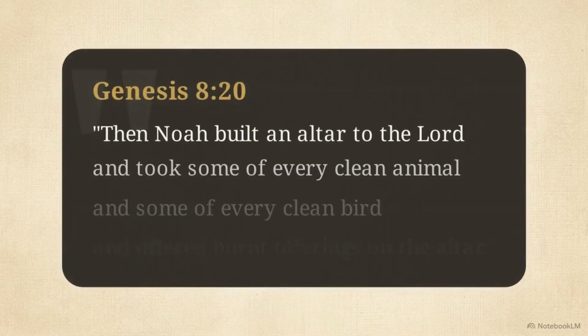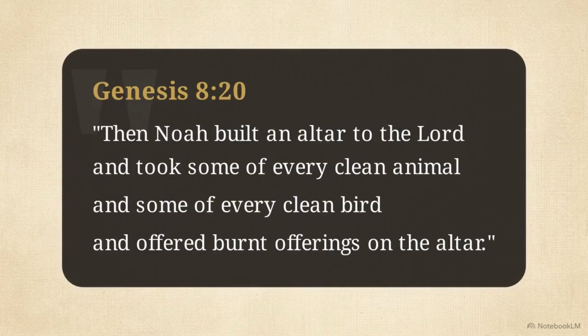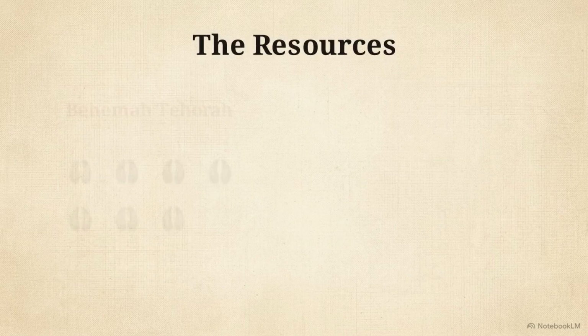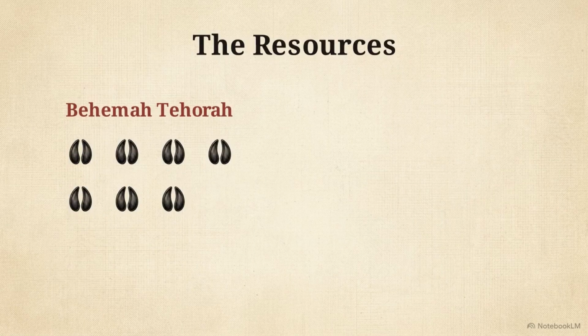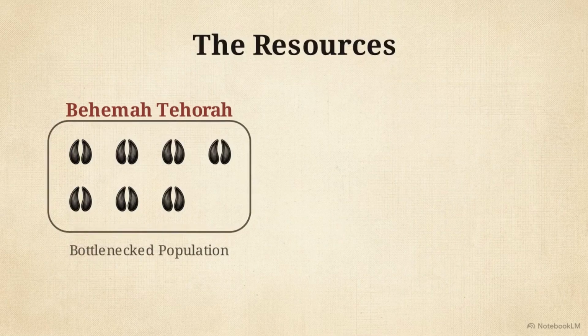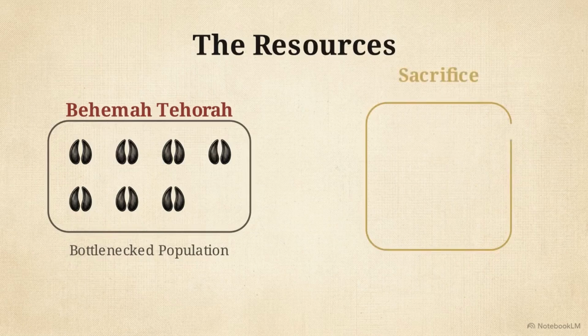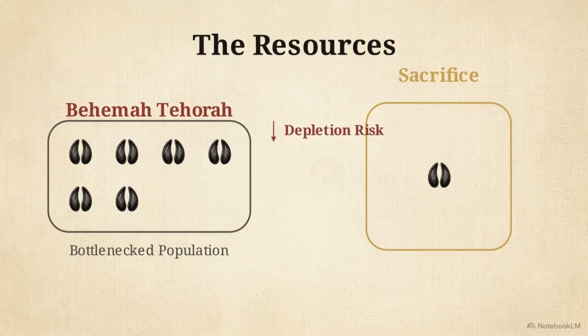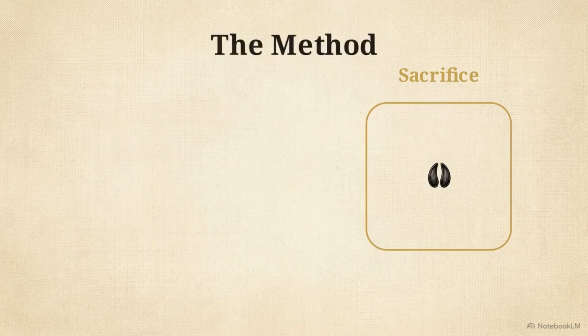Genesis 8:20 identifies two specific components of Noah's action, the specific resources he utilized, and the method of their destruction. First, the resources. Noah selects from the Behemah Tehor, ritually pure, clean animals. He is pulling from a tiny, bottlenecked population of survivors that represents the entire future of these species. Destroying breeding stock on a devastated planet is a mathematically significant risk. Each animal sacrificed is a permanent loss of potential food and reproduction for a family struggling to restart civilization.